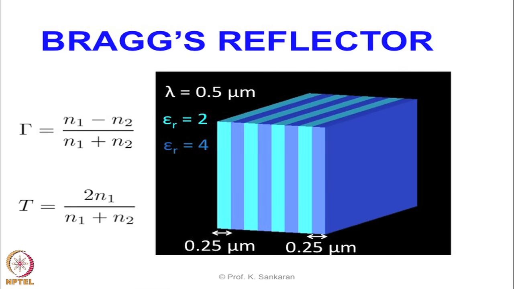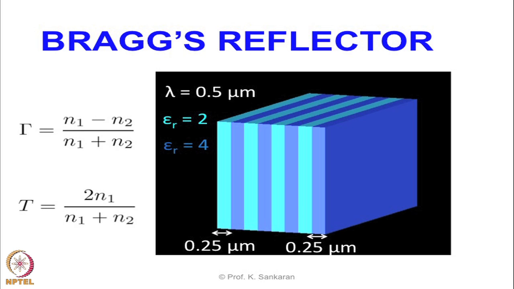This is the diagram of that model. Here we are taking two different layers with different permittivity values and stacking them periodically. As you can see, the first layer is marked in a different color from the second layer. The red one has a relative permittivity of 2, and the white one has a relative permittivity of 4, just for example. The thickness of each is 0.25 micrometer, and the wavelength we are using for this simulation is 0.5 micrometer.